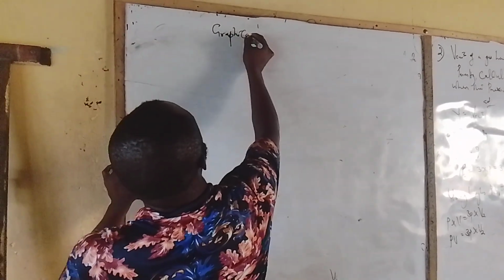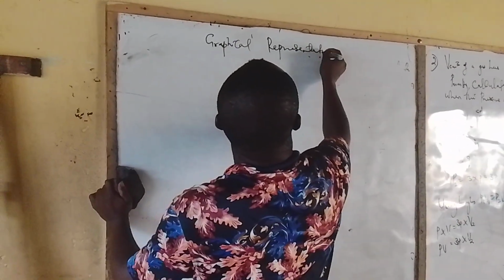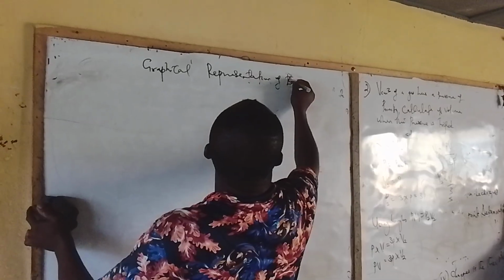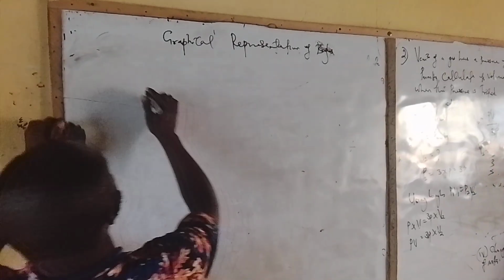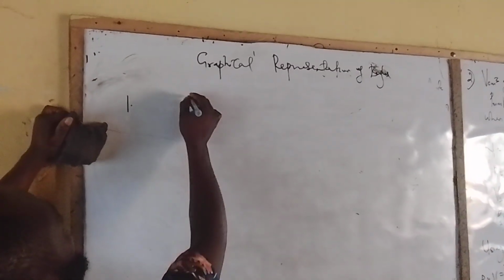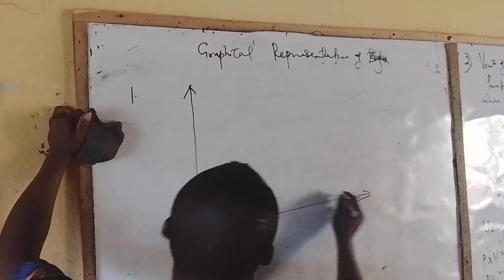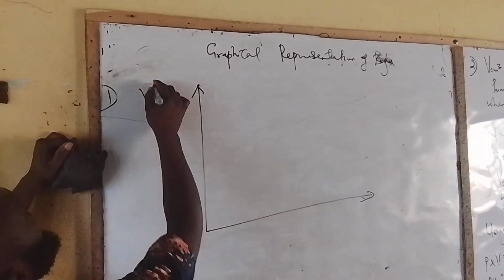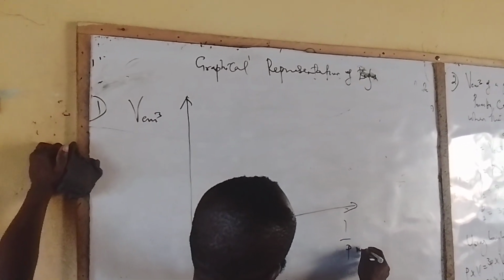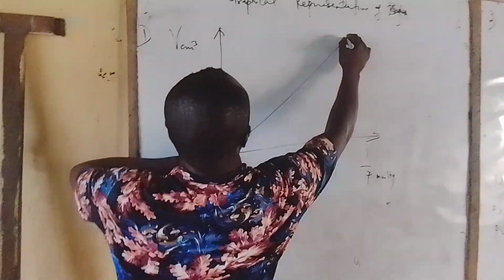Graphical representation of Boyle's law. Now, there are two ways you are going to plot a graph to represent Boyle's law. The first one, you need to draw a vertical line and a horizontal line. This is your volume in cm3. This is your inverse of pressure in Newton meter. Your slope is going to start from the origin.